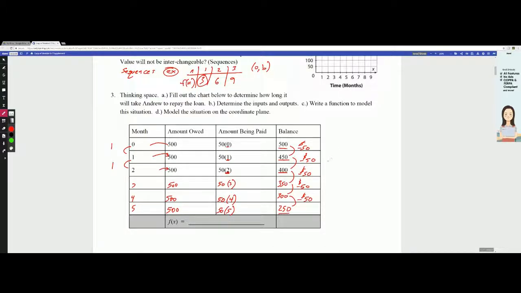Now the pattern that you're seeing is f of x, in this case y, equals minus 50x plus the original that he owed. So again, this was your rate of change, minus $50 every month, plus what he already owed his parents, the 500.